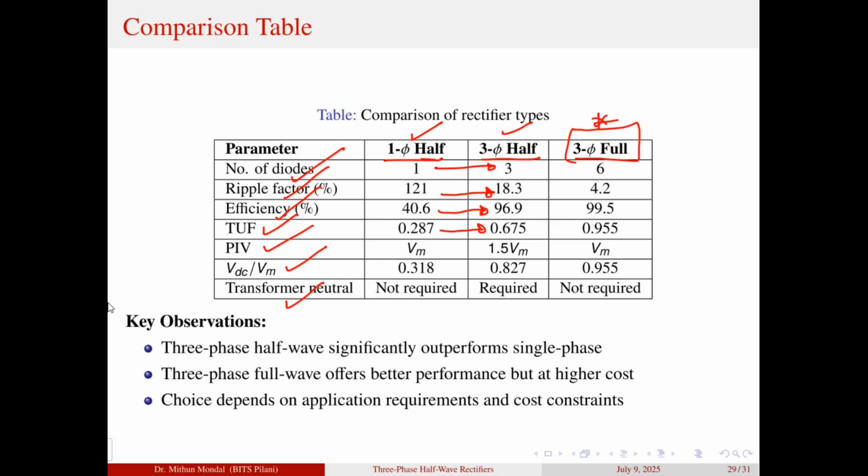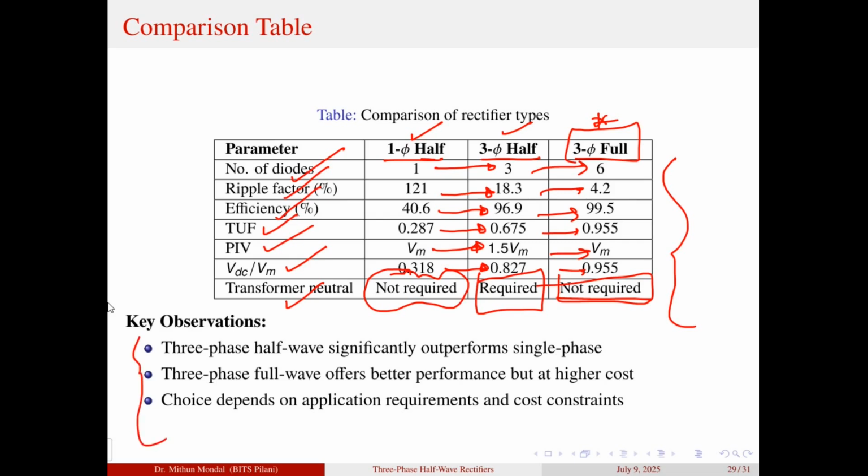Transformer utilization factor is also about 3 times: 0.675 compared to 0.287. Peak inverse voltage, you can see around 1.5 times the maximum value. And the ratio of VDC by VM is also improved. We don't have the requirement of a neutral point in single phase, but we have the requirement of neutral in the three-phase half-wave rectifier. When we discuss the three-phase full-wave rectifier, it will be much better compared to the three-phase half-wave rectifier. We don't require any neutral point in the case of the three-phase full-wave rectifier.